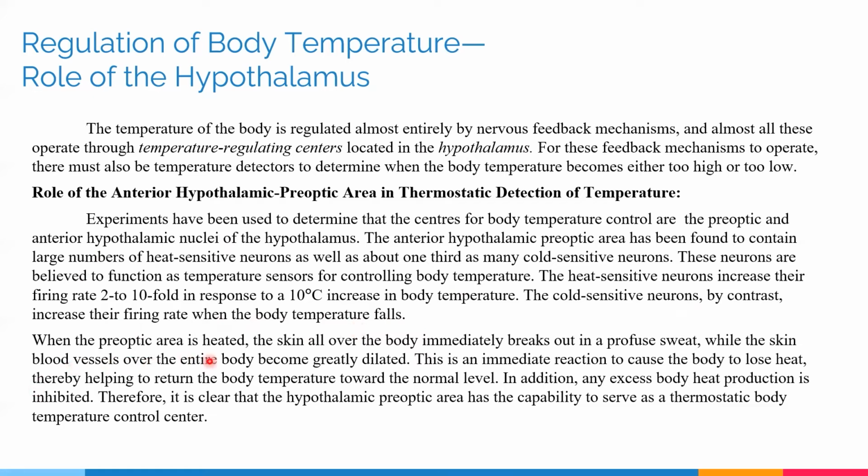When the preoptic area is heated, skin all over the body immediately breaks out in a profuse sweat, while the skin blood vessels over the entire body become greatly dilated. This is an immediate reaction to cause the body to lose heat, thereby helping to return the body temperature towards normal. In addition, any excess body heat production is inhibited. Therefore, it is clear that the hypothalamic preoptic area has the capability to serve as the thermostatic body temperature control center. And essentially, this anterior preoptic hypothalamic area is what determines the set point temperature for our body and maintains it at that temperature.